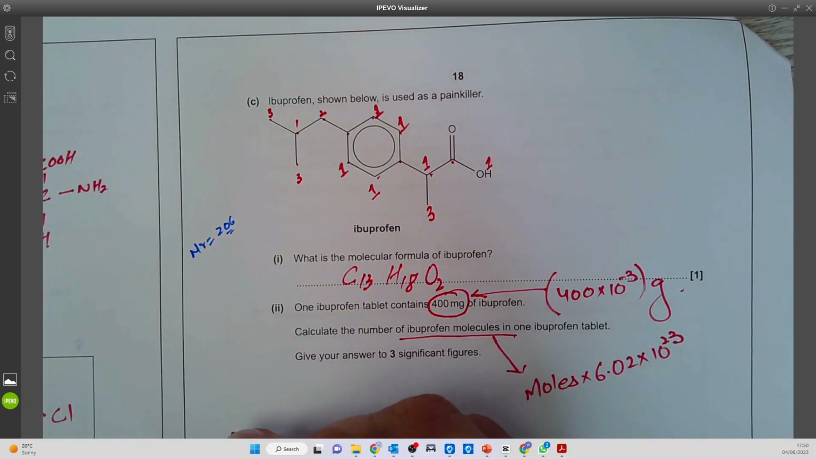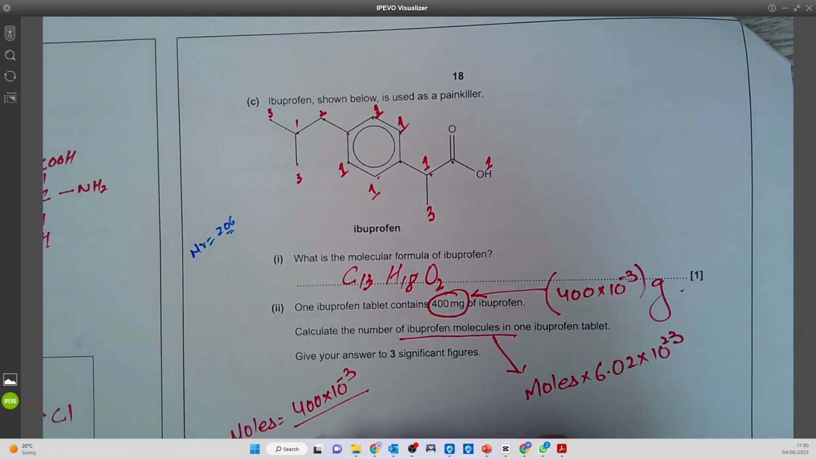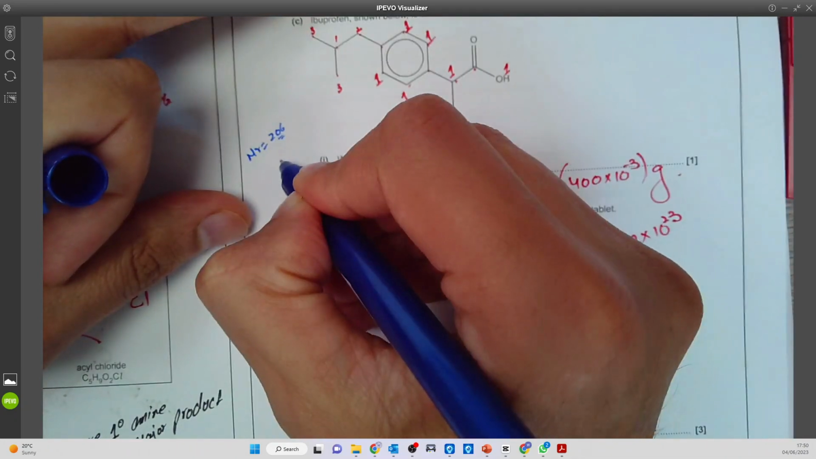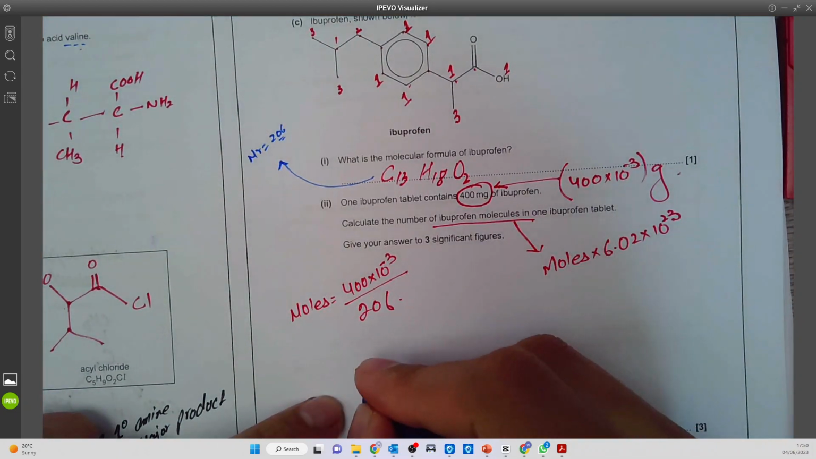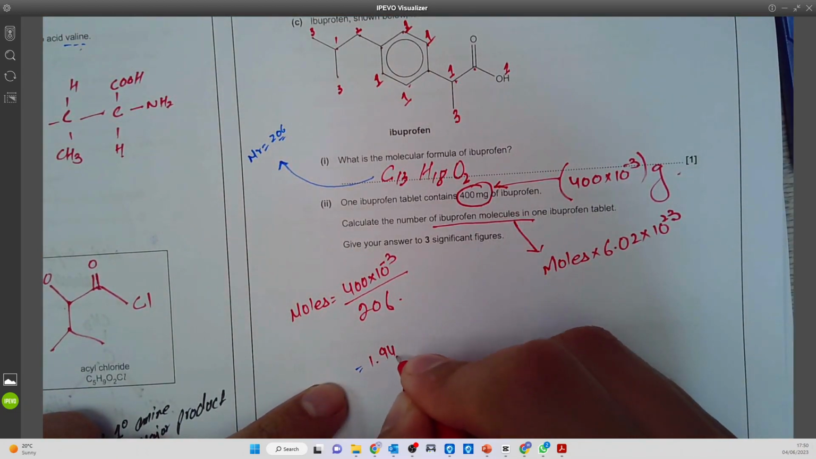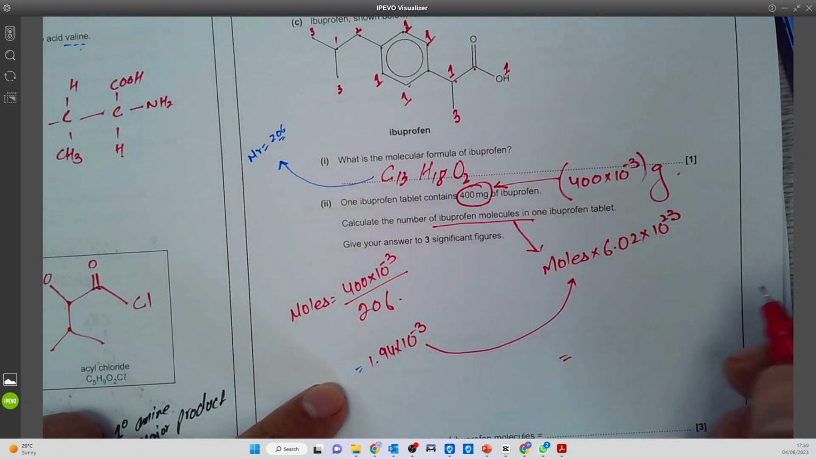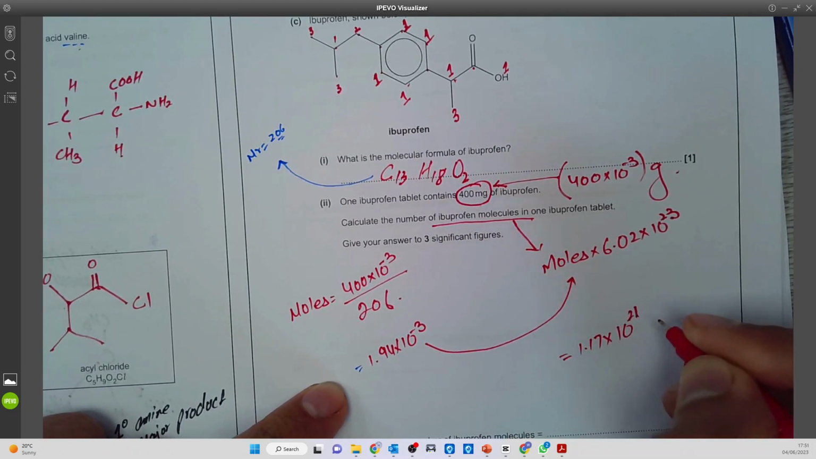So I'll have to work out the mole first. Moles will be equal to 400 times 10 to the power of minus 3 divided by 206, because I worked out already, while I was preparing for you guys, the Mr of this molecule is 206. If you divide them, you'll end up with 1.94 times 10 to the power of minus 3. Put this value here, and you'll end up with the answer, which will be 1.17 times 10 to the power of 21.